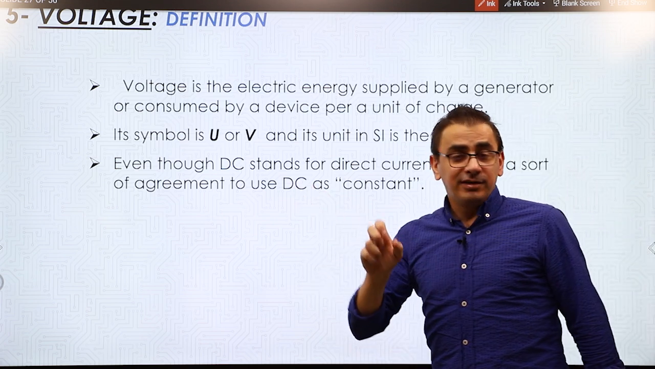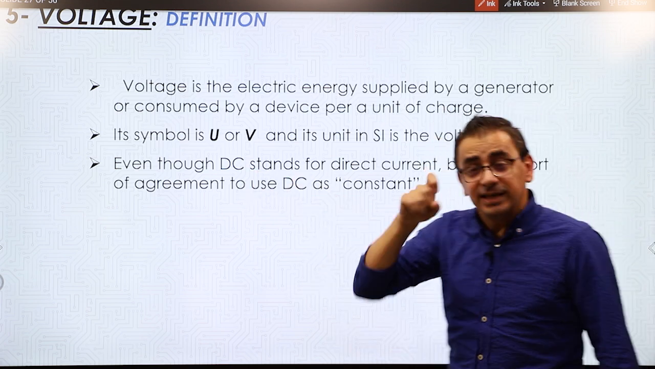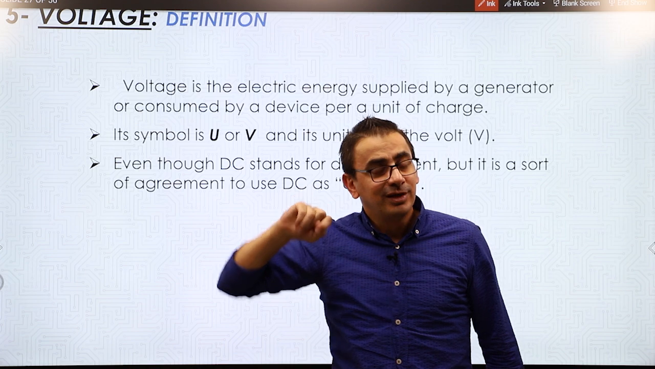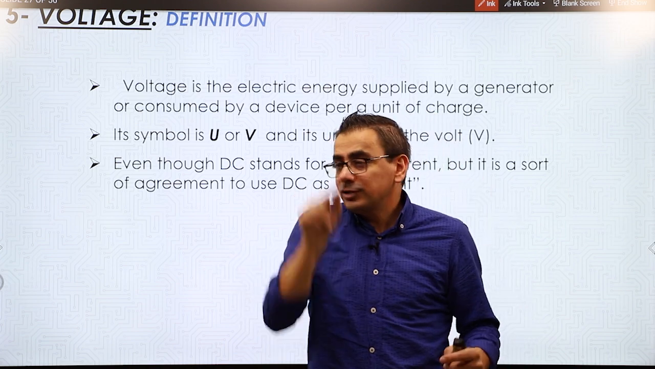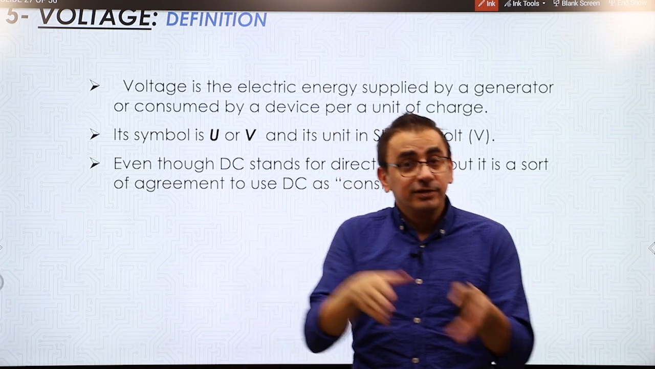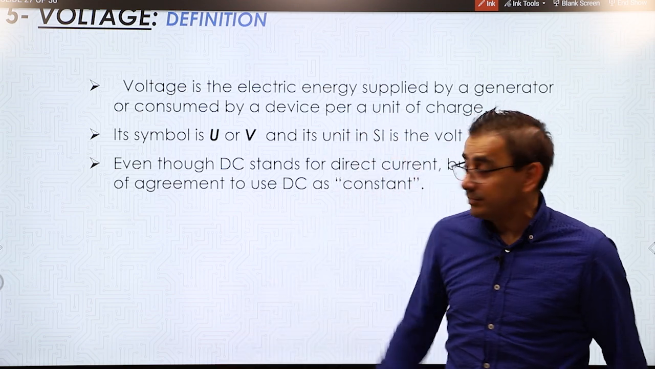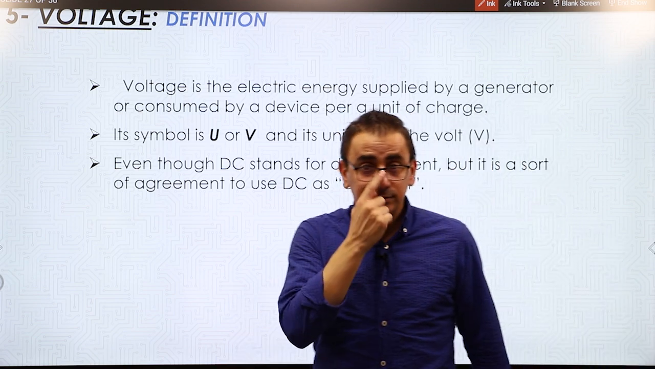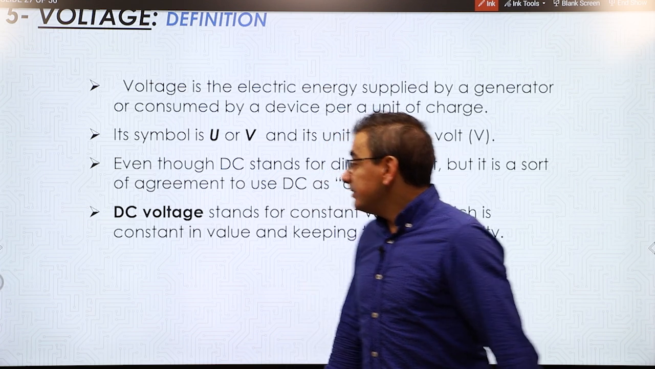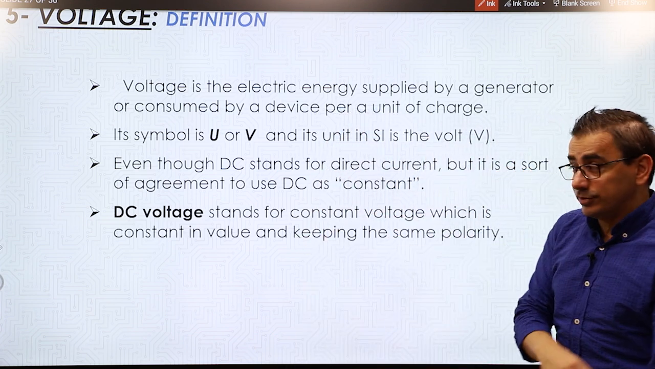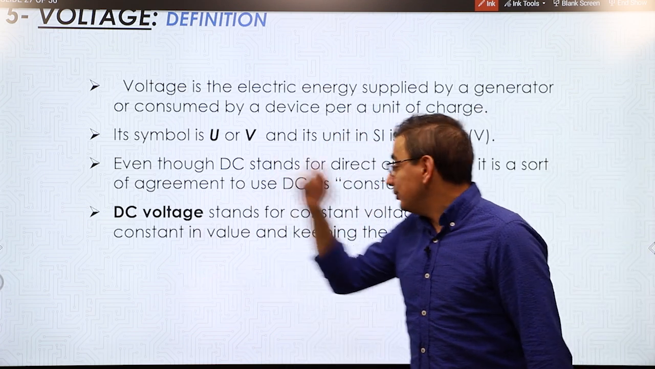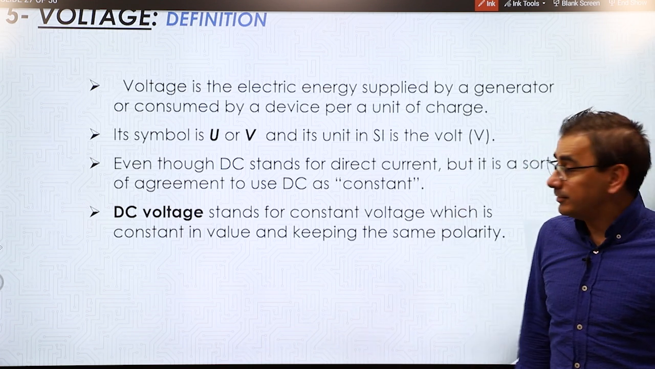Again, in DC voltage, we say DC voltage as the title, by the way. If you translate it word by word, direct current voltage, which doesn't make a lot of sense. But as we said, it's a sort of agreement that DC means constant. DC voltage stands for constant voltage, which is constant in value and keeping the same polarity.